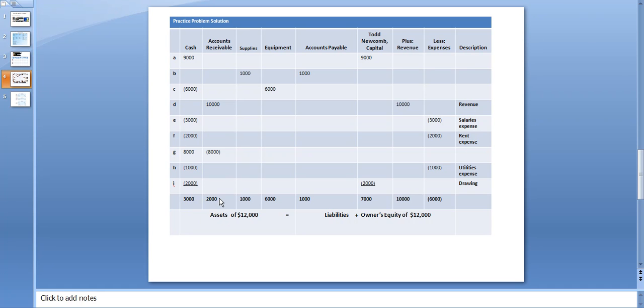Cash, 3,000, accounts receivable, 2,000. On over to the last three columns, which are our owner's equity accounts, 7,000, 10,000, negative 6,000 for expenses. And then also look at the individual accounts or individual items within the revenue and expenses, and then the $2,000 drawing over here. And we're going to see how we use those items on the financial statements.